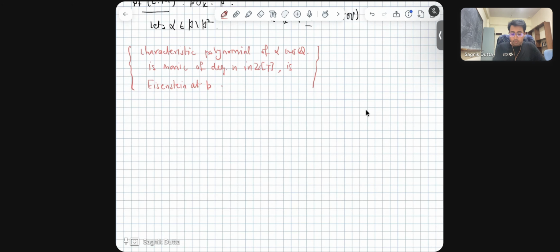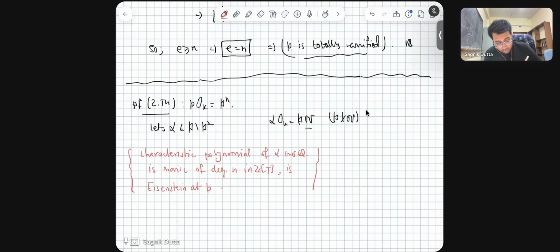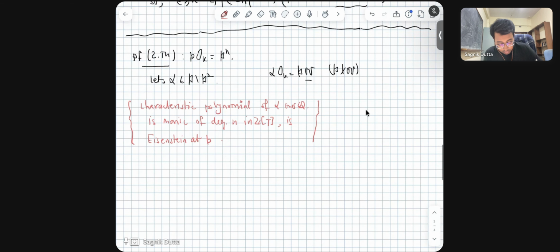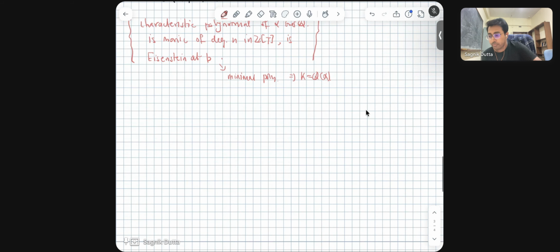And we know Eisenstein polynomials are always irreducible. Any first course in ring theory proves this. The Eisenstein polynomial is irreducible, so that will mean that this will also be the minimal polynomial, and hence K will be generated. This will tell you that K is actually Q(alpha), which will be done. So you just have to show that the characteristic polynomial of this is just Eisenstein at p.